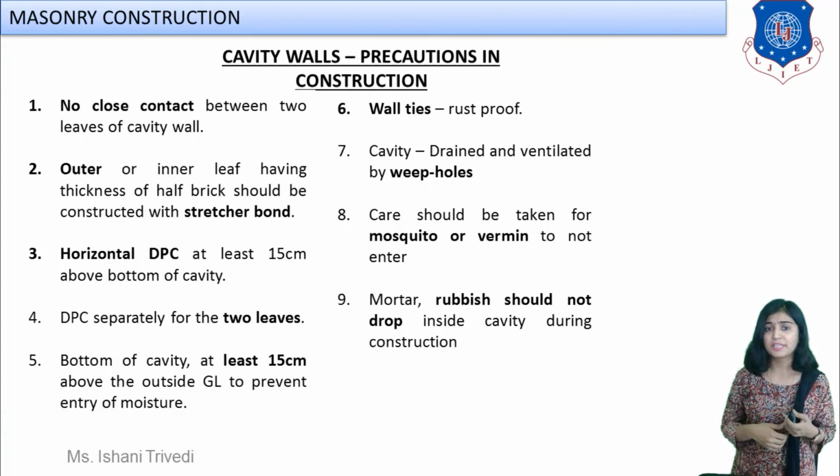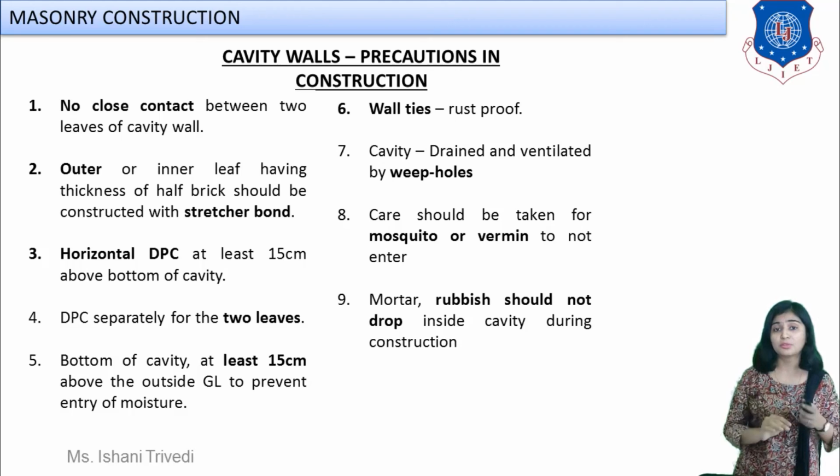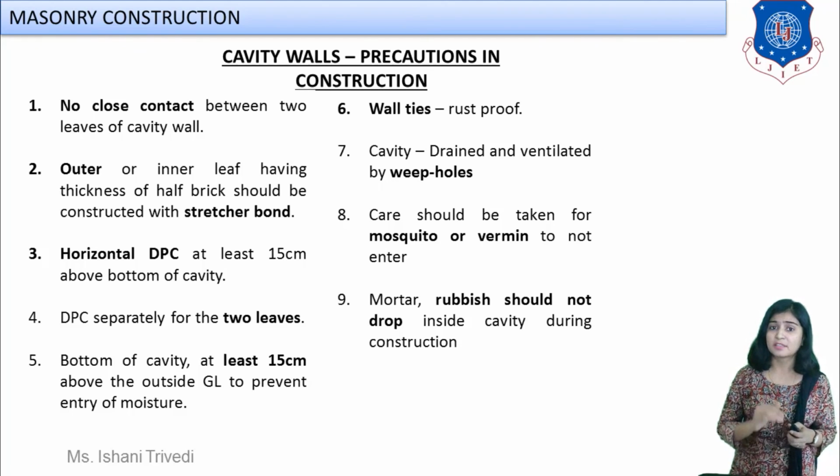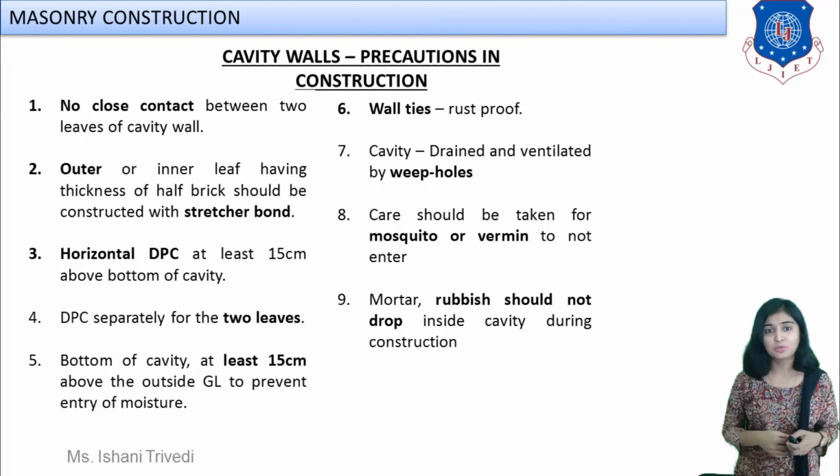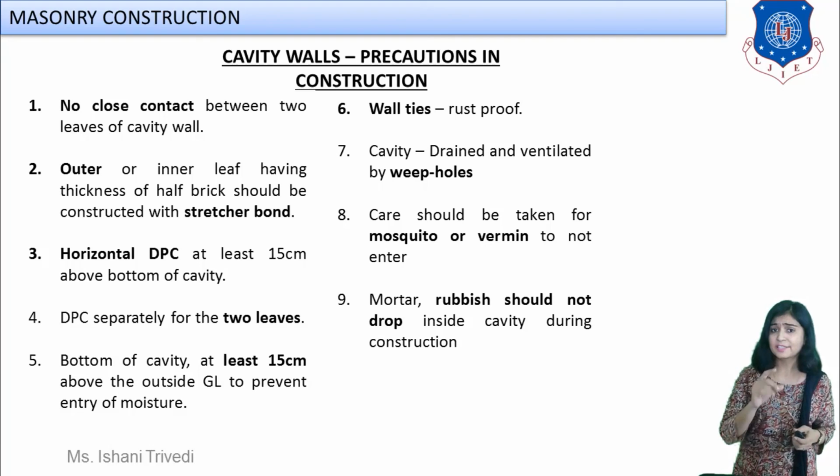Next we have is about the DPC. As I told you, damp proof course has to be provided at least 15 centimeter. It can be constructed separately for both the leaves, but it is necessary that damp proofing is done so that moisture does not seep from the ground into your structure inside or your floor. Next, as I discussed while talking about the cavity wall located at the foundation, at least 15 centimeter of filling has to be provided below the ground level with suitable concreting material so that dampness does not enter inside.